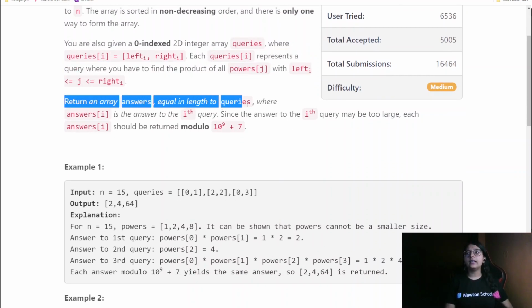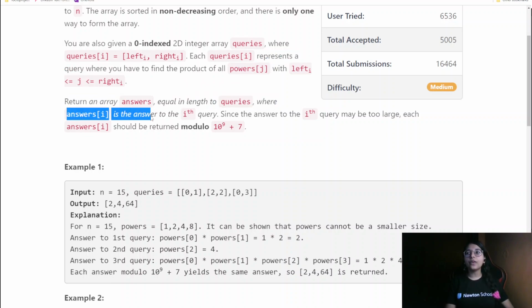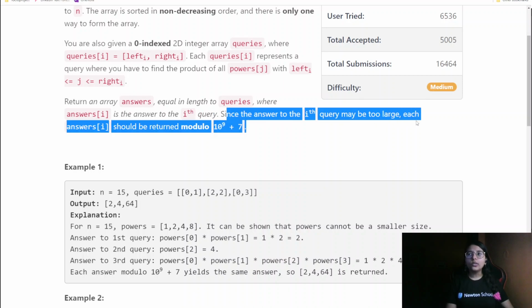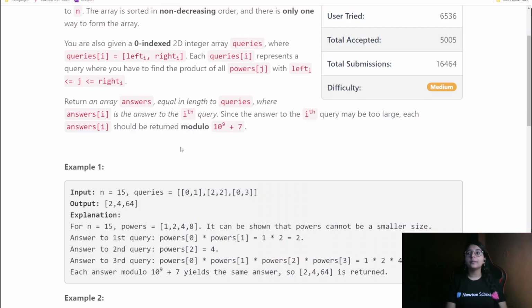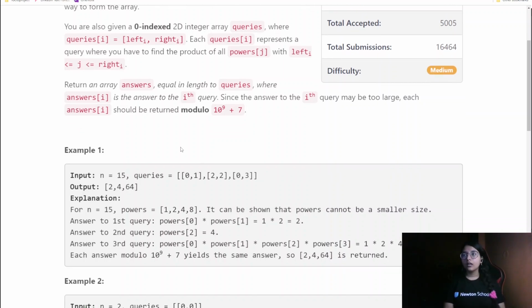Return an array answer equal in length to queries, where answer[i] is the answer to the ith query. Since the answer to the ith query may be too large, each answer[i] should be returned modulo 10 raised to 9 plus 7. Because we are multiplying them all together, the values could go much larger, so we do the modulo with this number so that it comes in the range of integers.